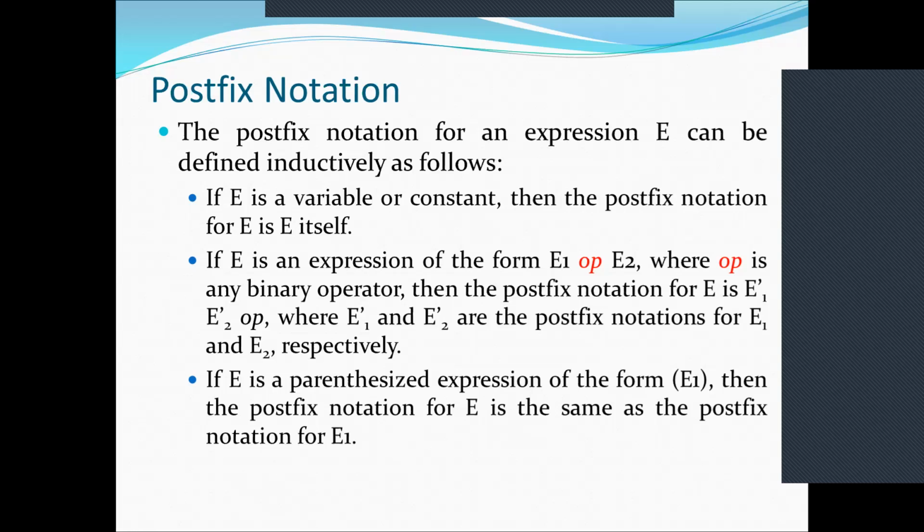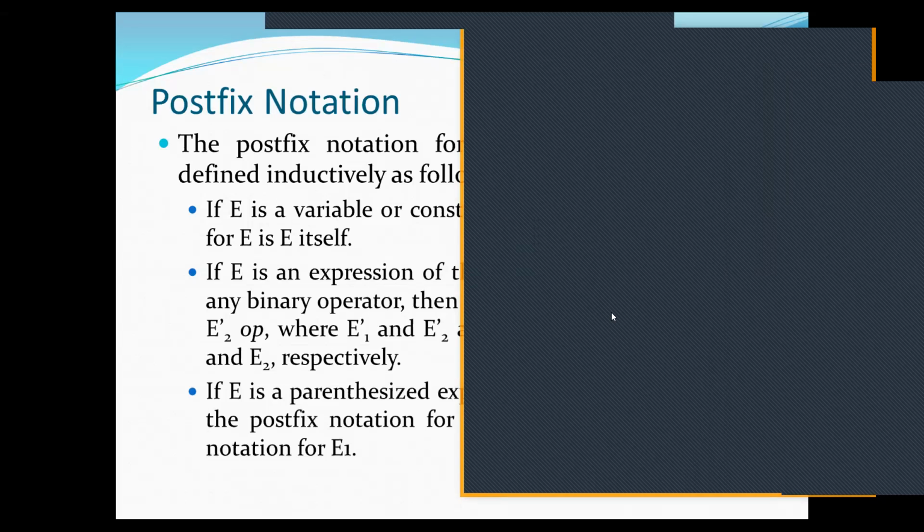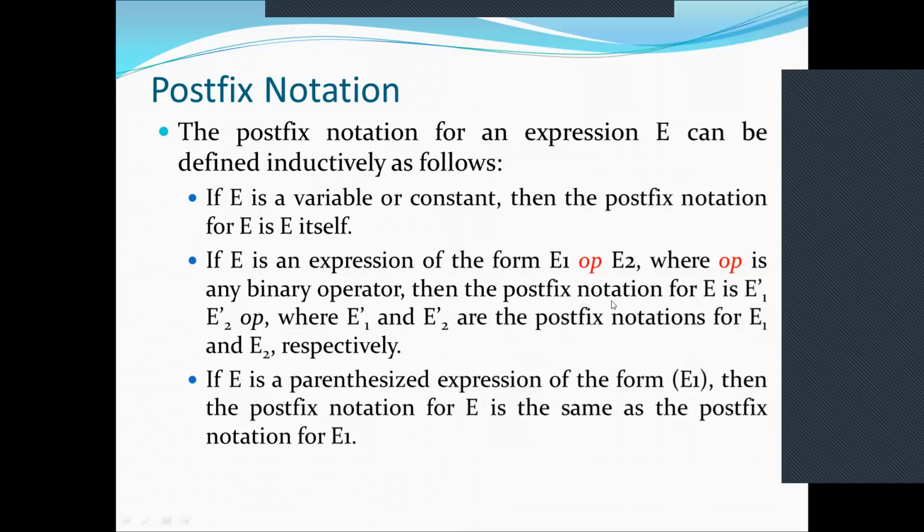So what it says: if E is an expression of the form E1 op E2, where the operator is any binary operator, then there will be two operands. Then the postfix notation for E is E1', E2', and the operator goes to the end, where E1' and E2' are the postfix notations of E1 and E2 respectively.